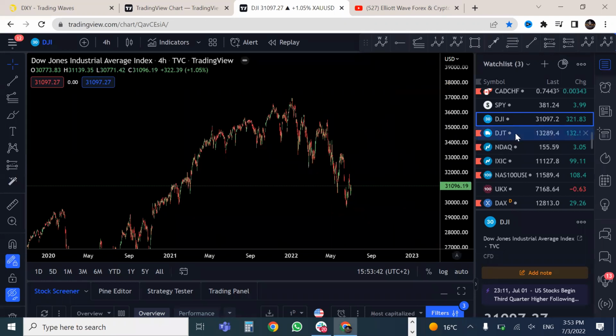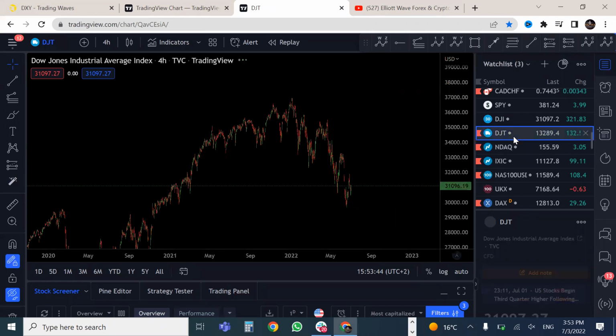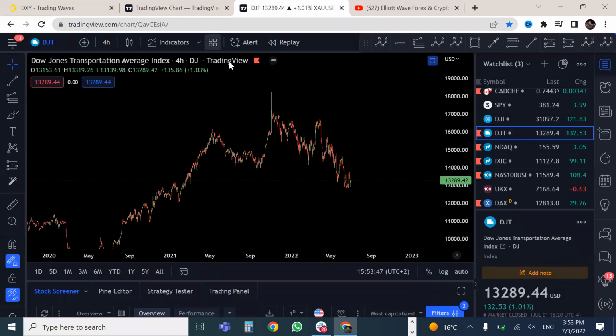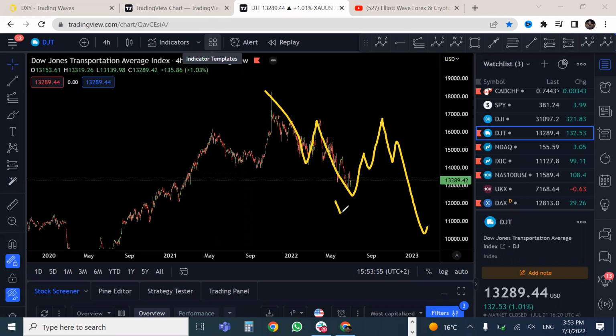All right, Dow Jones Transportation. Right, Dow Jones Transportation, similar. So we've got what looks like a 1, 2, 3 wave structure. Any pullback will just be a WXY structure like that. Let's see how this plays out.